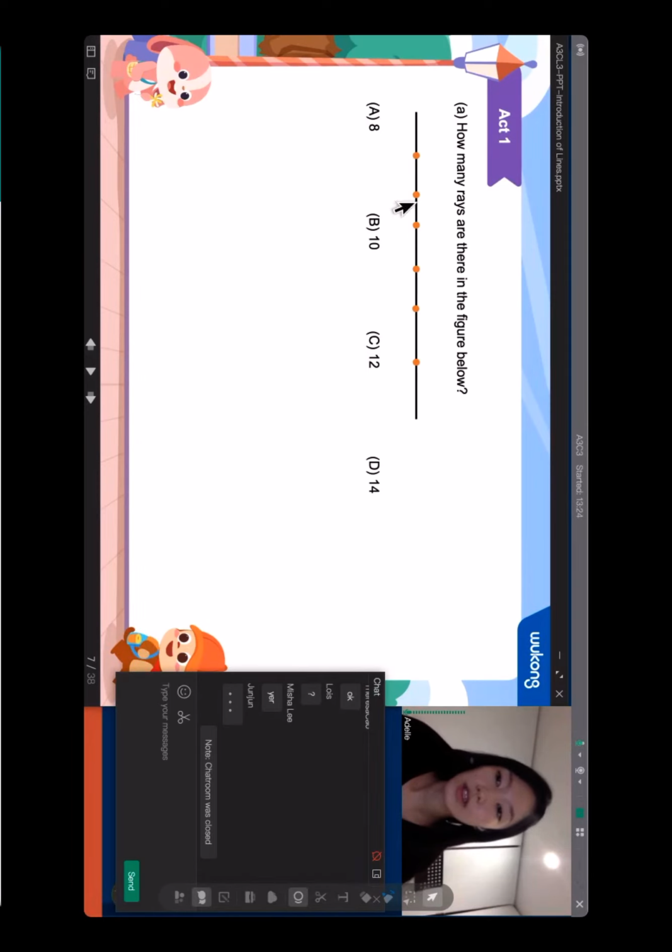And for this question, we're trying to find how many rays there are in the figure below, right? So what do we do first? We look at the endpoints. How many endpoints are there in this line?